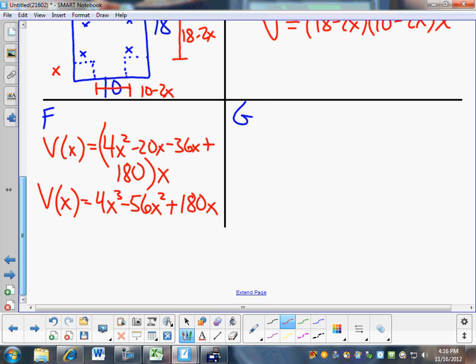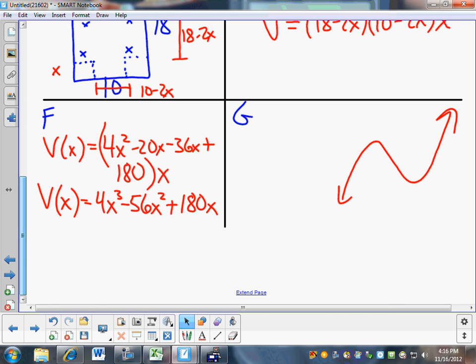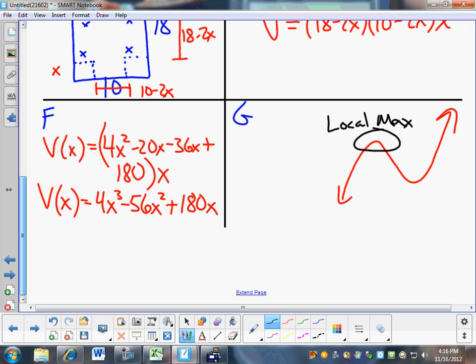Well, we've talked about cubics. We know approximately what they look like. We can't find a vertex of it. We'll figure out how to do stuff like that next year in calculus. Right now, I know that I have that kind of shape. And we talked about local mins and local maxes earlier in this course. That's a local max. That's the point we would like to find.